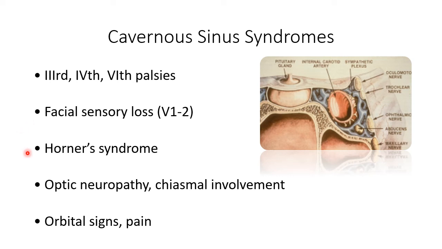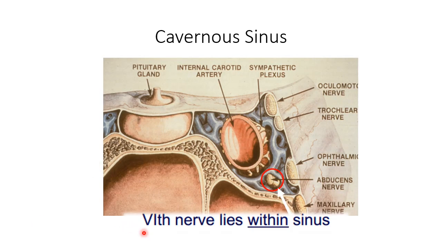If the lesion is larger and goes outside of the cavernous sinus, you can have an associated optic neuropathy as well as chiasmal involvement. And if it goes into the orbit, you will definitely have orbital signs as well as possible orbital pain. So here's a larger view of the previous diagram, and you can see here that the sixth nerve lies within the sinus and not along the wall.